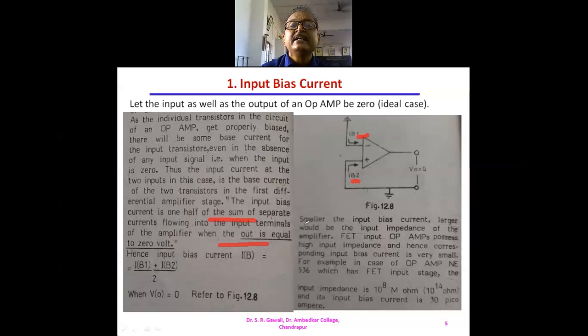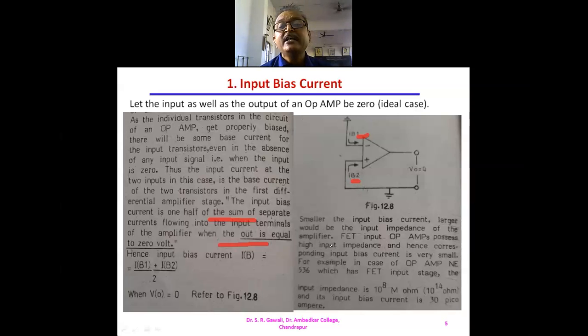So that can be seen from this diagram, and hence input bias current IB is equal to IB1, input bias current flowing to the first terminal, and input bias current IB2 is flowing to the second input terminal, and half of that is nothing but the input bias current. When the output is 0, output 0 रहेगा तब जो इनपुट करंट फ्लो हो रहा है उसको कहा जाता है इनपुट बायस करंट.